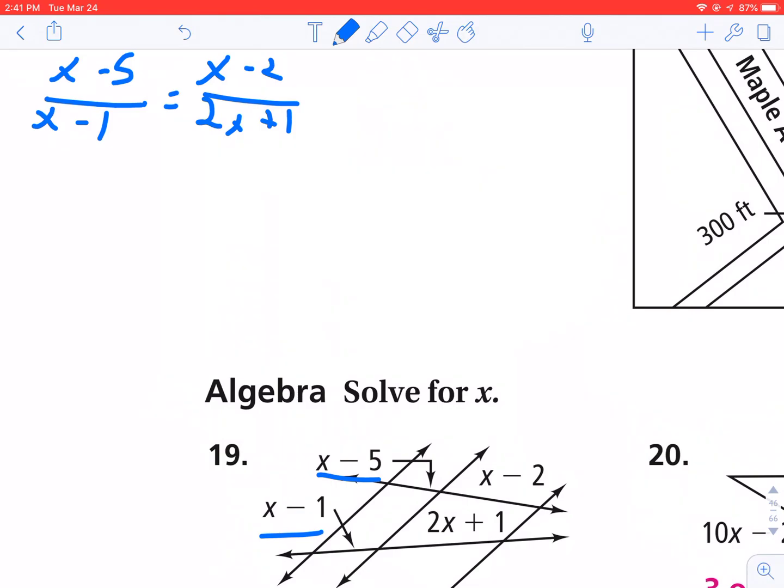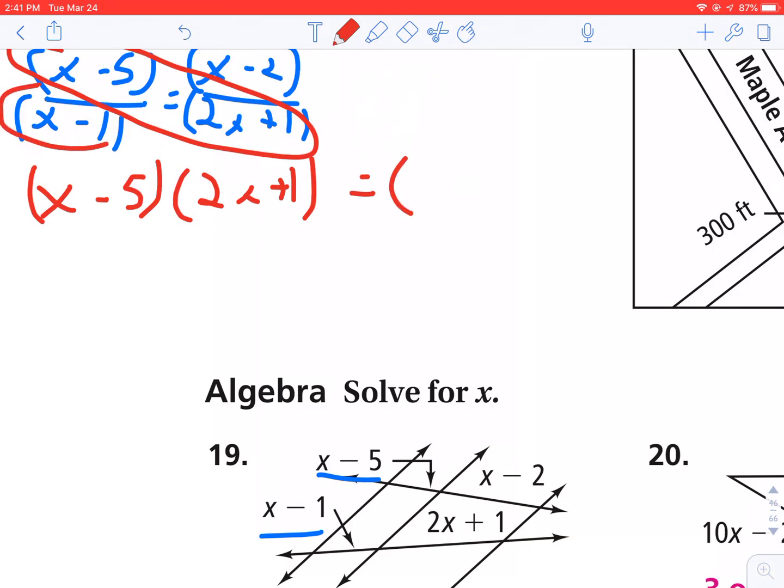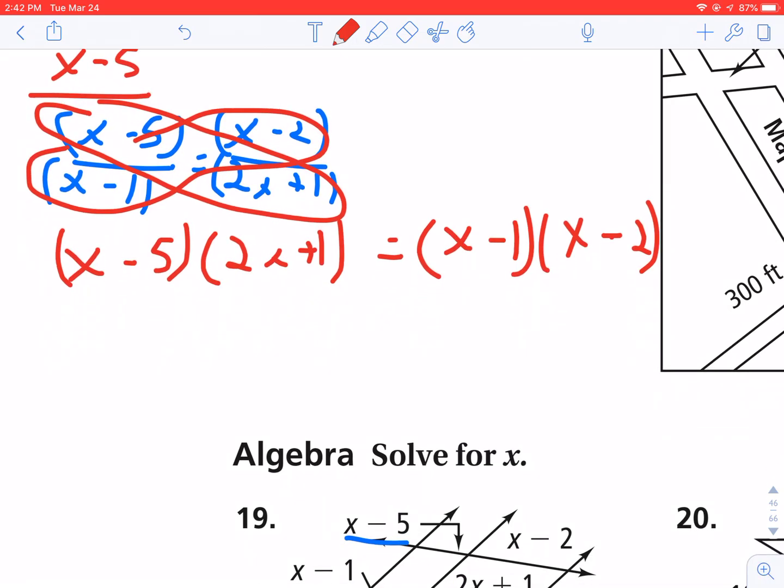So obviously in this case, when we cross multiply, we're going to need to FOIL or use the box method, whichever one you choose to use. So if we cross multiply, we get x minus 5 times 2x plus 1 is equal to x minus 1 times x minus 2.